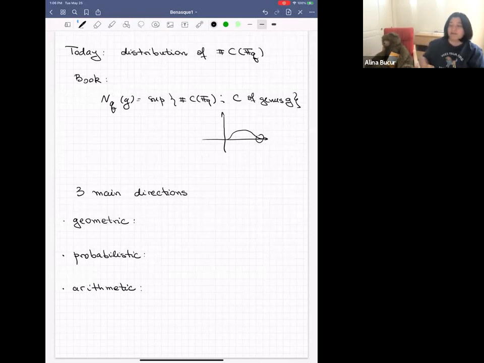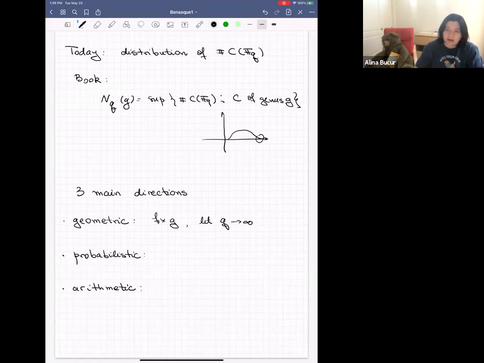And we are going to have three main directions that we are going to talk about. I call them geometric, probabilistic, and arithmetic, and you'll see what I mean in a moment. The first one, the geometric direction, is where you fix the genus g and you look over the curves of genus g defined over F_q, and you let q go to infinity.